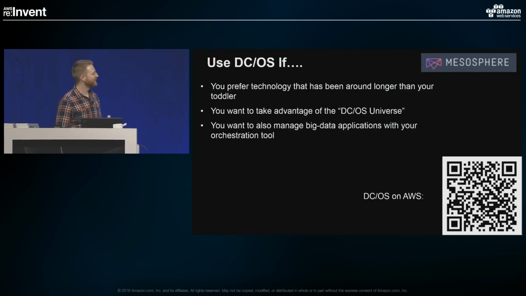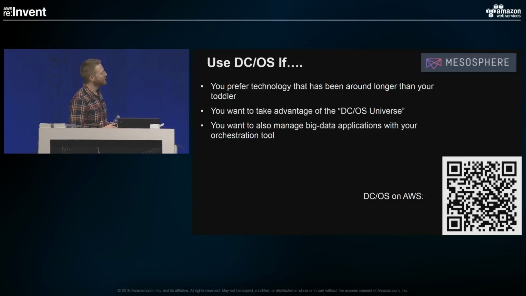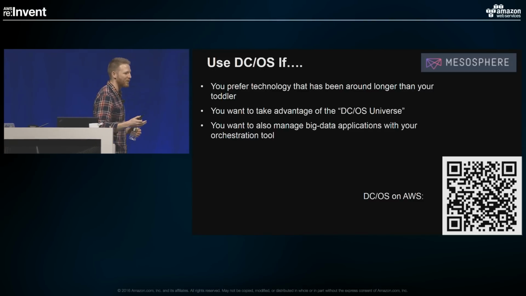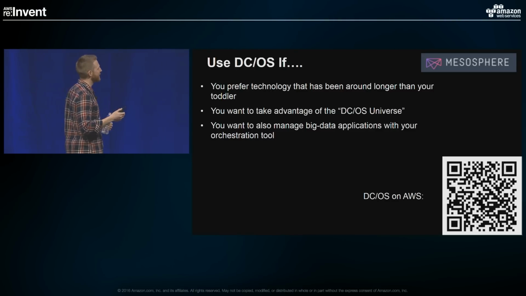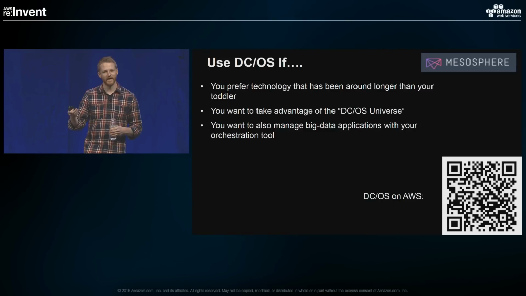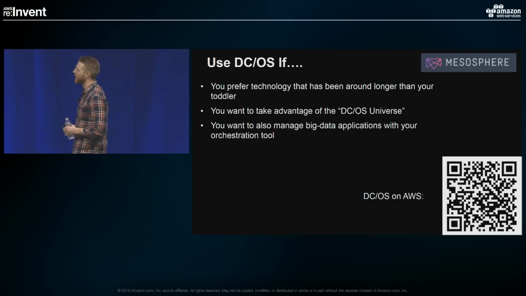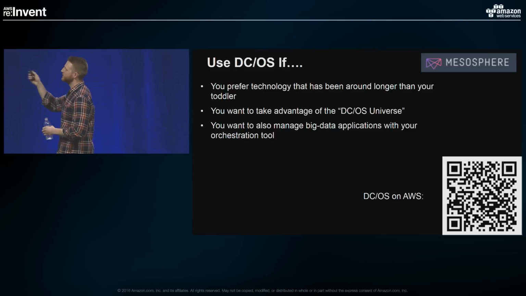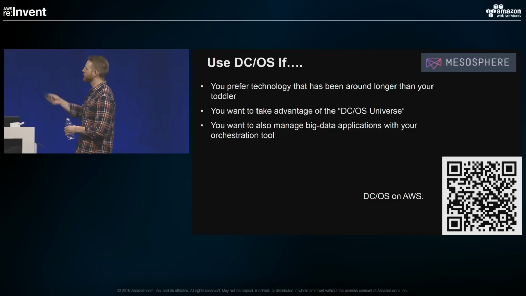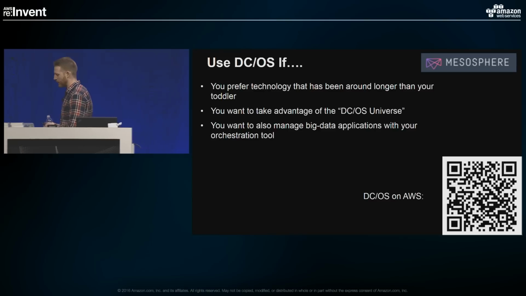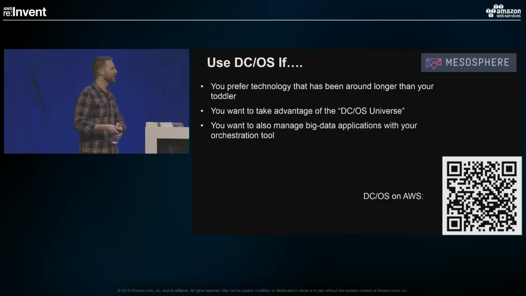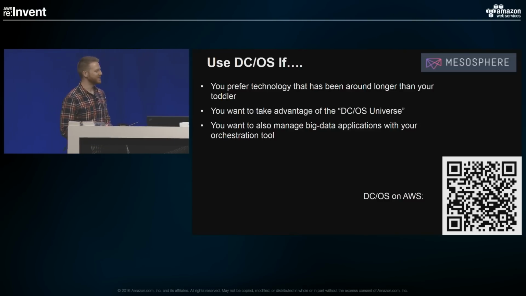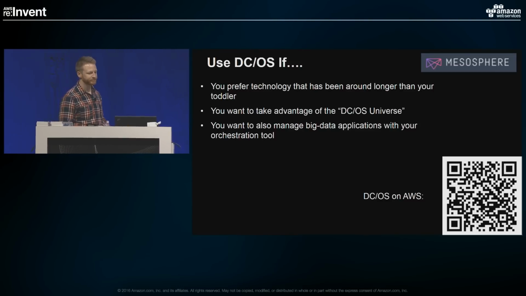And I will say, this first one is definitely in jest, but if you prefer technology that's been around for a while and has been in production in a bunch of different large enterprises, definitely take a look at DCOS. If you want to take advantage of the DCOS universe and manage big data applications on the same cluster as you're running your microservices, DCOS really stands alone in that regard. So QR code, take a look. This brings you to a CloudFormation stack that will launch DCOS fairly quickly for you. I think it's about 10 minutes, and that'll be up and running in your AWS account.